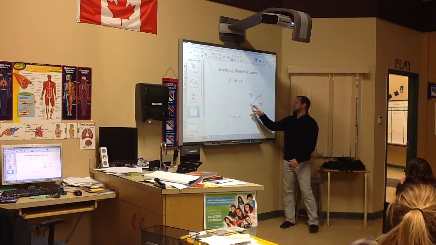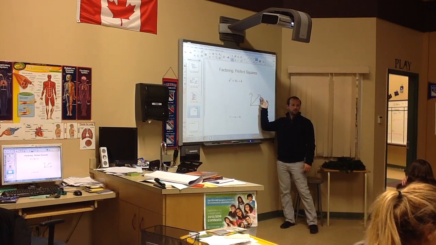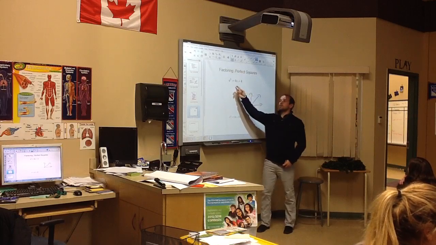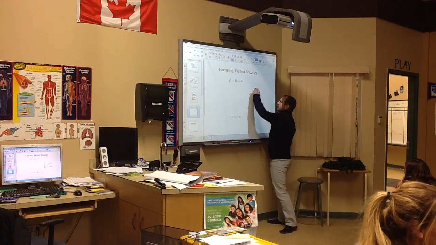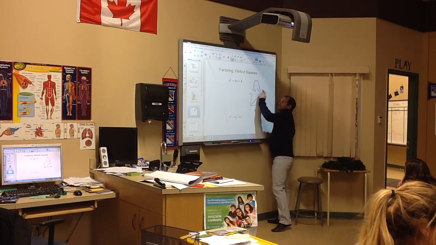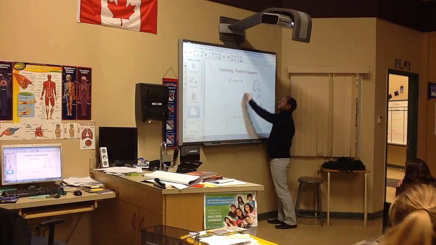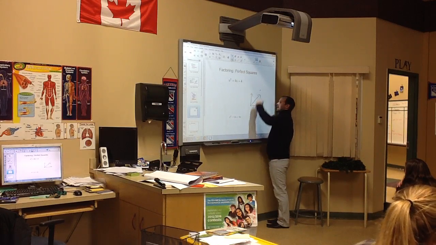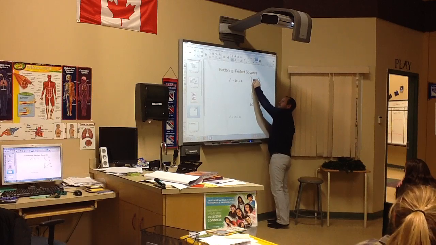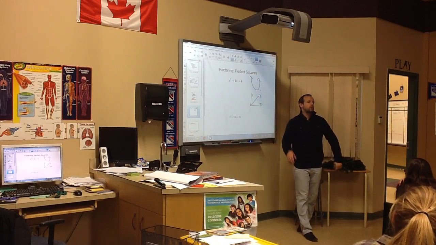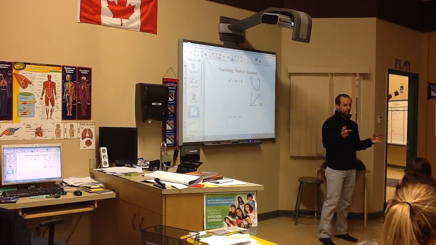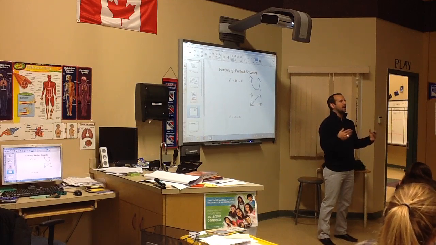Up until this point, you've only dealt with straight lines. Okay? If you were to put this into a graph, it looks like this. And actually it's flipped, because it's positive. It actually looks like this, a U.